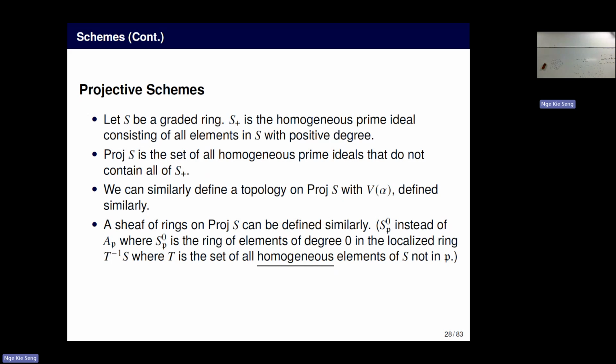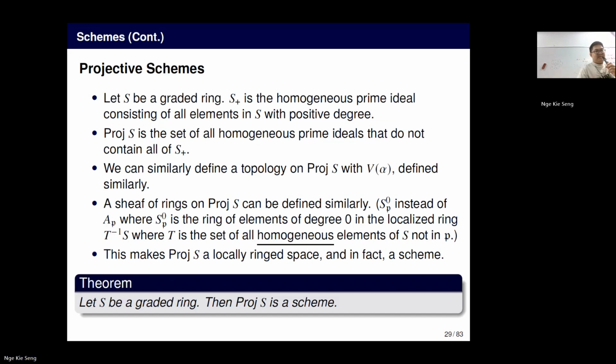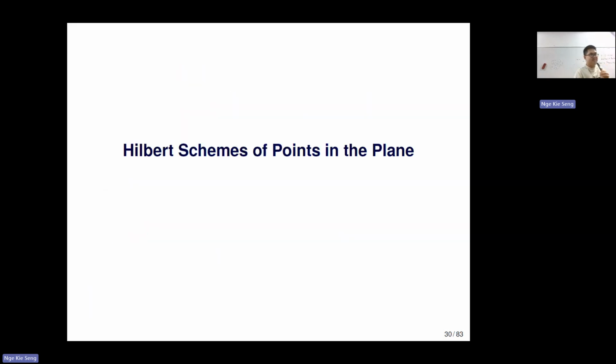And we can also similarly put a sheaf on Proj S, except that instead of A_P, we map it to S_(P), the ring of elements of degree 0 in the localized ring T inverse S, where T is the set of all homogeneous elements of S that are not in P. This makes Proj S a locally ringed space. And in fact, one can show that it actually is a scheme itself. So basically that is how schemes work; when we say schemes, hopefully you now know what it actually means. Yeah, that's it. Thank you.